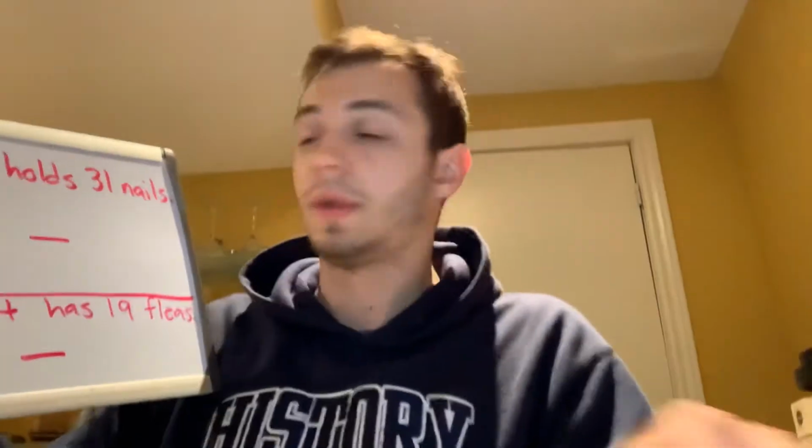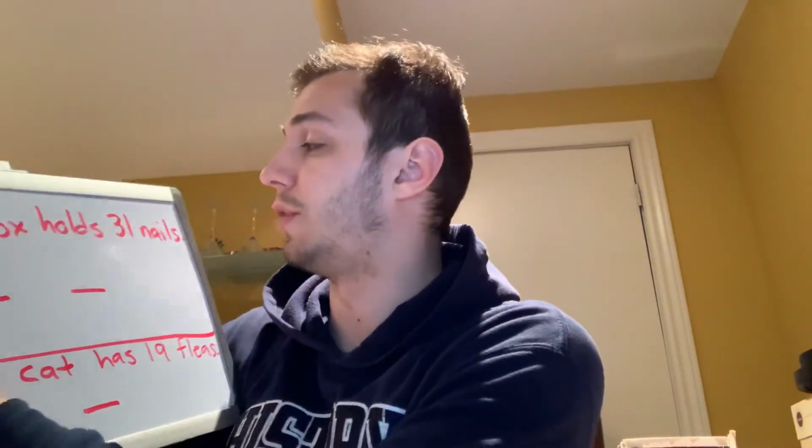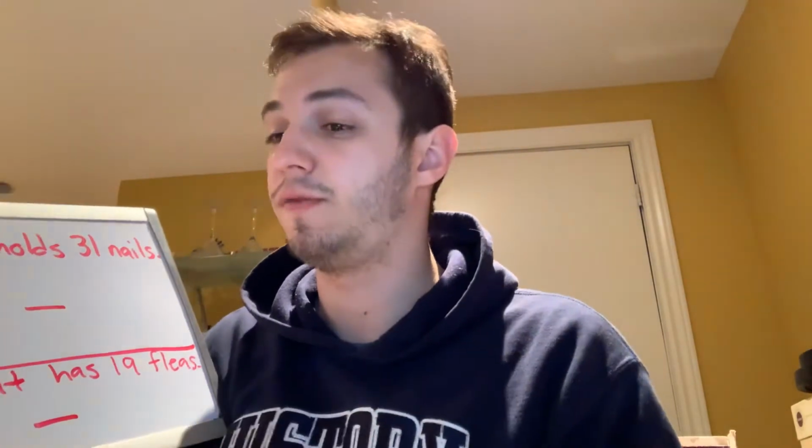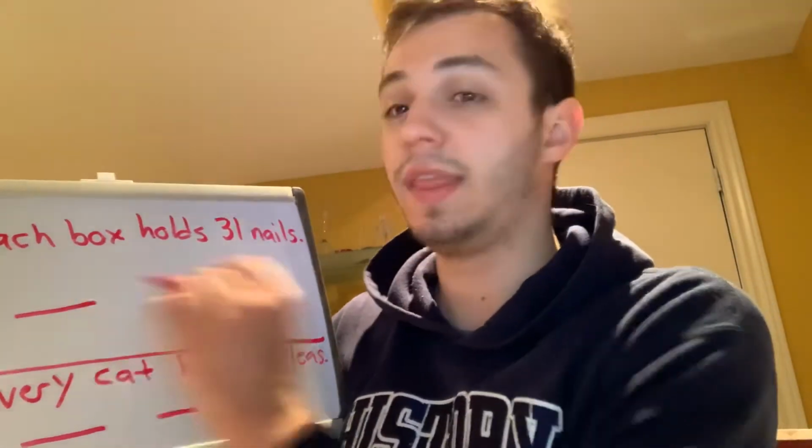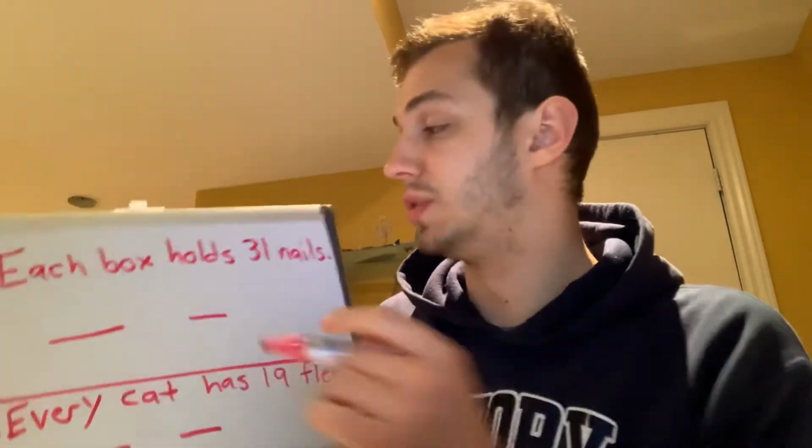So for today's class, we're going to be looking at lesson 69, parts 1 through 6. So let's get started. I'll read what it says in our book. In part 1, we're going to be looking at ratios. You're going to write names and fractions from each sentence. The example sentence is, each box holds 31 nails. We first have to write a fraction using words, and then we have to write a fraction using numbers.